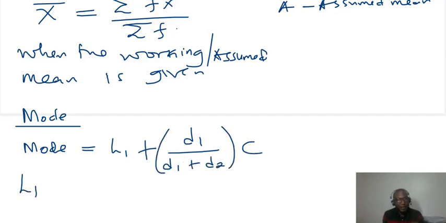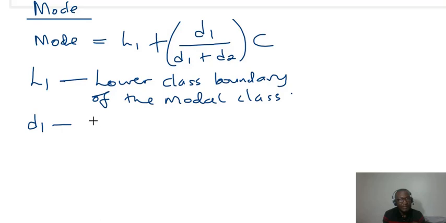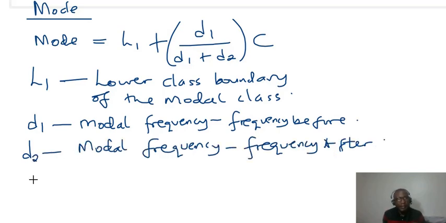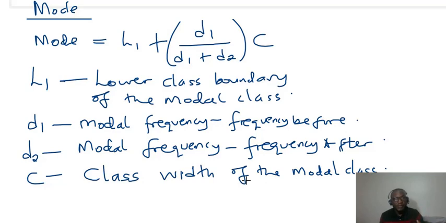Where L1 is the lower class boundary of the modal class. D1 is the modal frequency minus the frequency before. D2 is the modal frequency minus the frequency after. Then capital C is the class width of our modal class. So this is the formula we are going to be using for finding the mode for the grouped data.